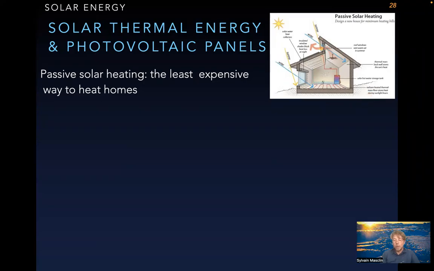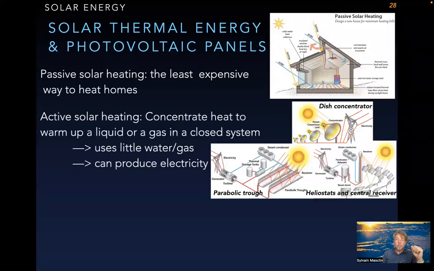You have the cooling system that will be linked to pipes in the ground that will allow you to cool down your house. So you can play on the sun and the ground to warm up or cool down your house itself. Then you can also intensify that by using a dish concentrator, or what we call a parabolic trough, or heliostat central receiver.